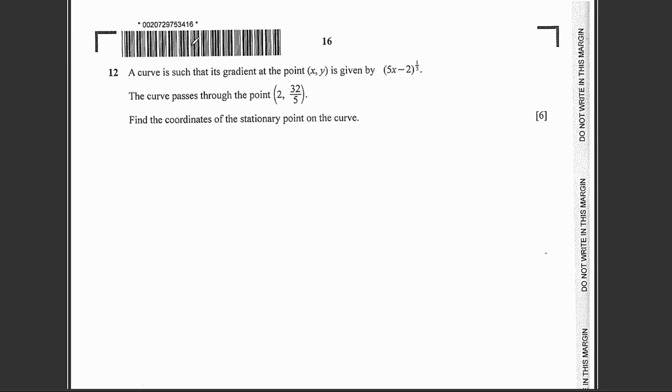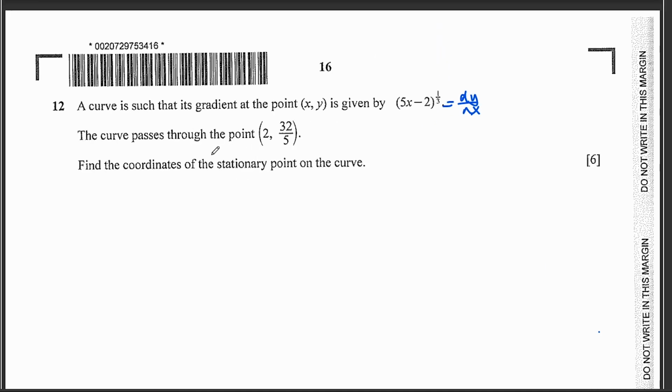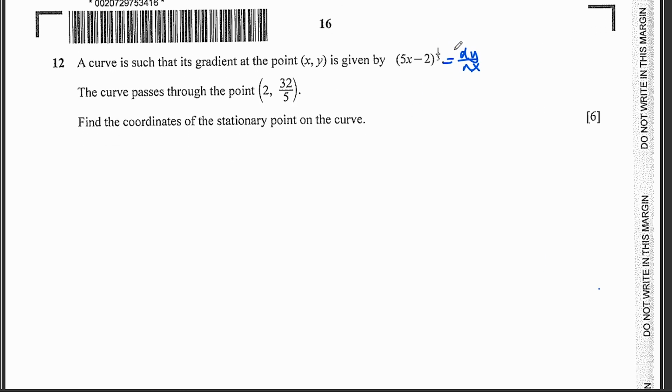Right, last question 12. A curve is such that its gradient is given by this function. So they are straight away giving us the derivative of the curve, and the curve passes through this point. So we want to find the stationary point on the curve. So perhaps we can first find the x-coordinate of the stationary point. If we recall that at the stationary point, the derivative will be equal to 0. So therefore, this one will be 0 and x will be 2 over 5.